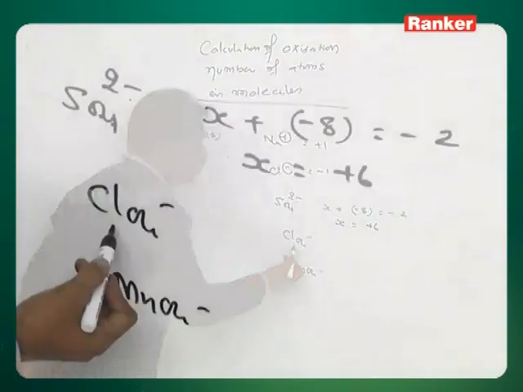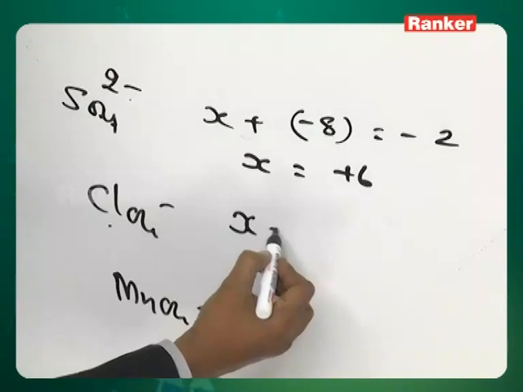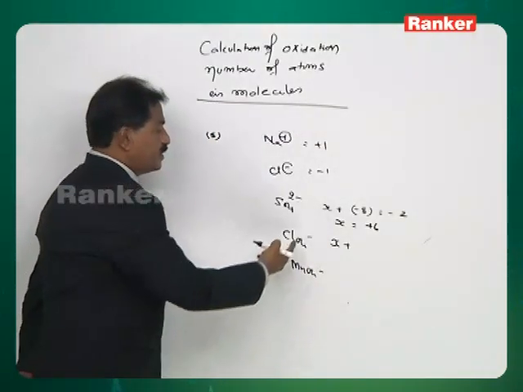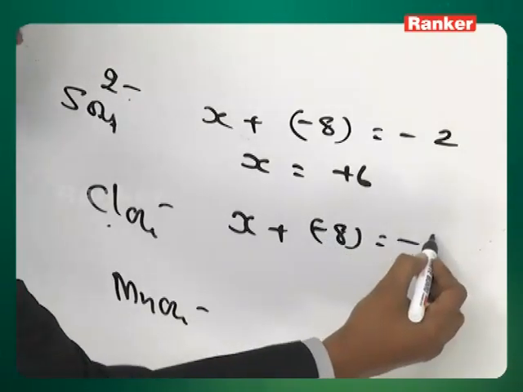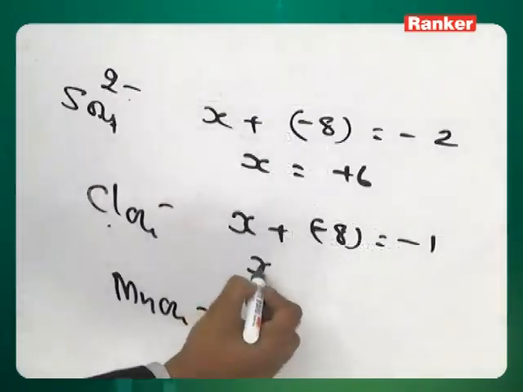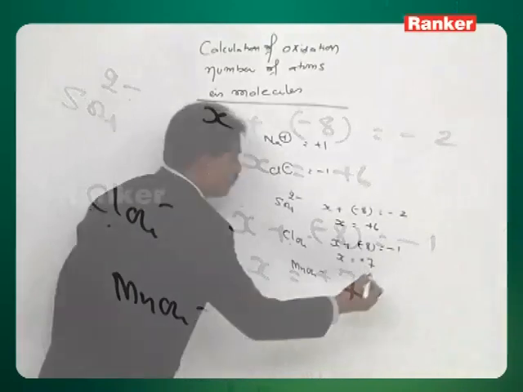Similarly, for chlorine, we can find out. Say chlorine oxidation state is X. Next, for each oxygen, -2. So therefore, X - 8 is equal to -1. Therefore, X is equal to +7.